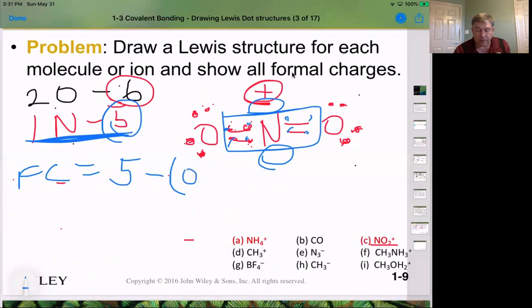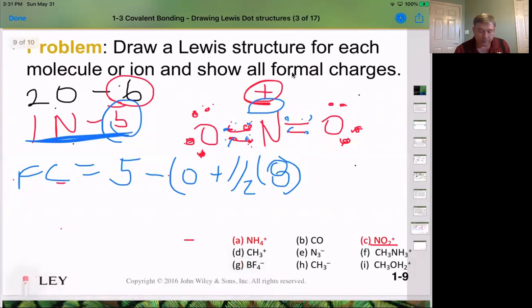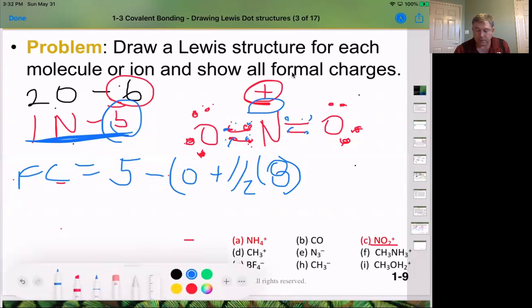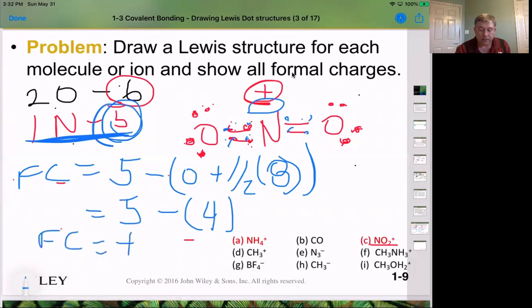So we have 0 non-bonded plus 1/2 of 1, 2, 3, 4, 5, 6, 7, 8. So 1/2 of 8 electrons is 4 electrons, minus 5 because it had 5 electrons to start with, meaning the formal charge on nitrogen is equal to plus 1.